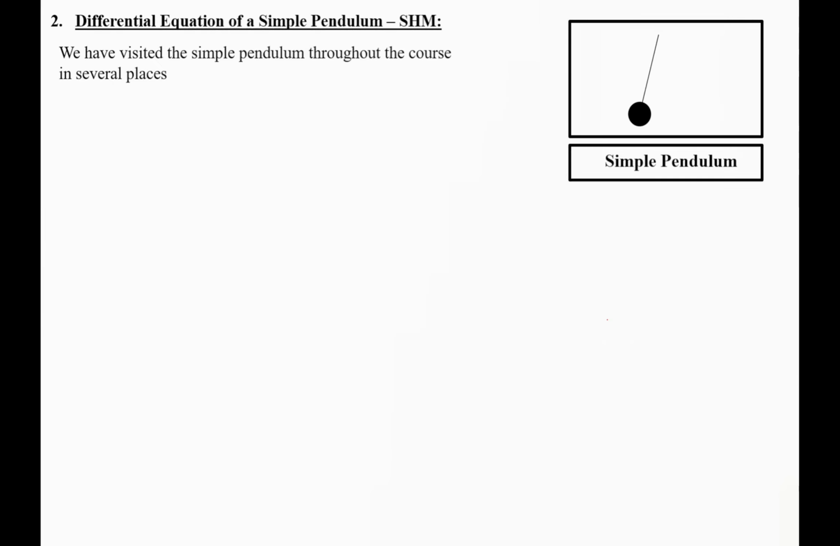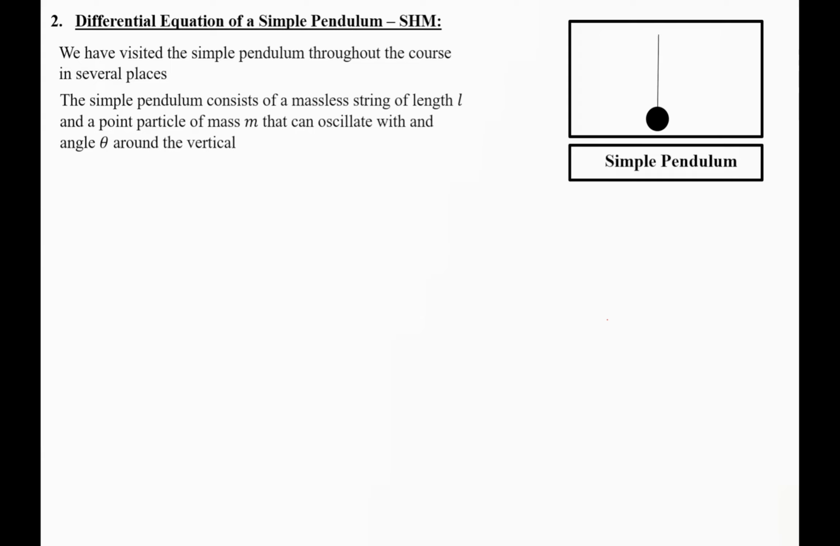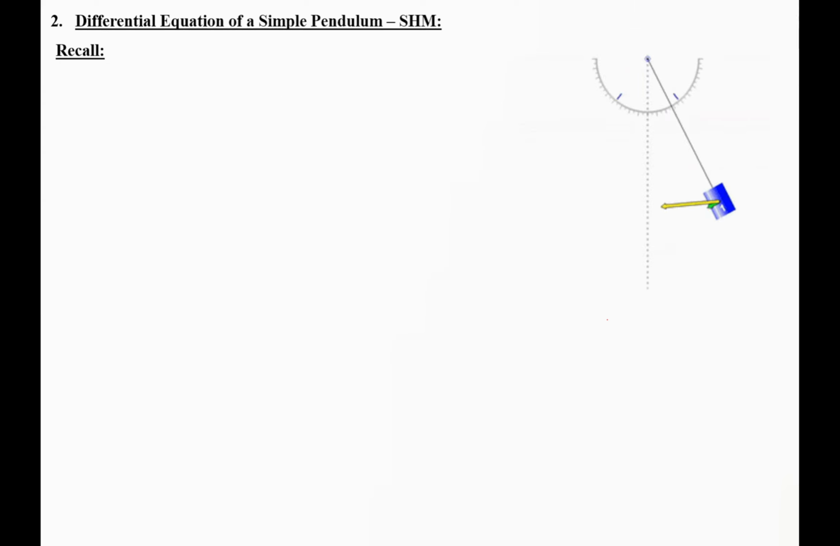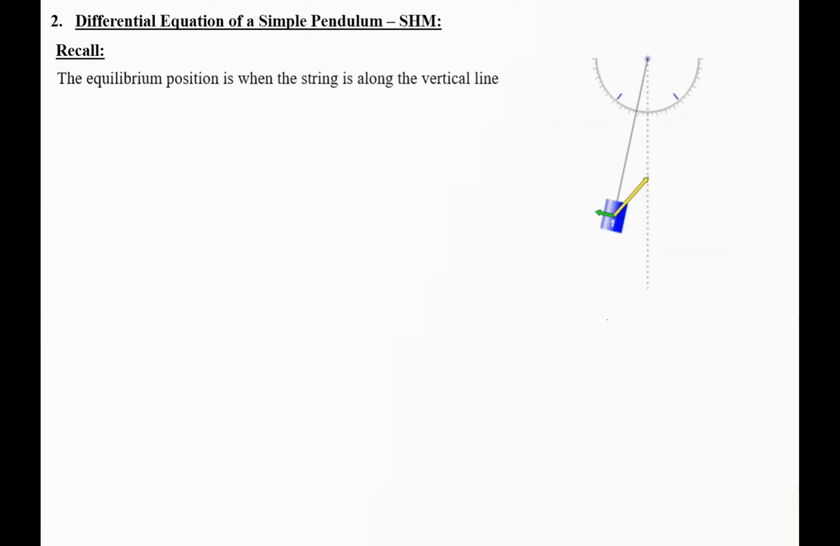Now Section 2, differential equation of a simple pendulum, the simple harmonic motion. We have visited the simple pendulum throughout the course in several places. The simple pendulum consists of a string of length L and a point particle of mass m that can oscillate with an angle theta around the vertical. Before we derive the differential equation that governs its motion, let's review things that we have dealt with related to the simple pendulum. Now recall, the equilibrium position is when the string is along the vertical line, so that's the equilibrium position.